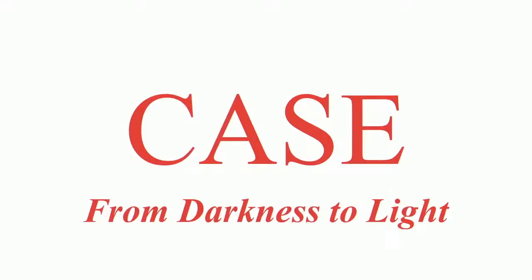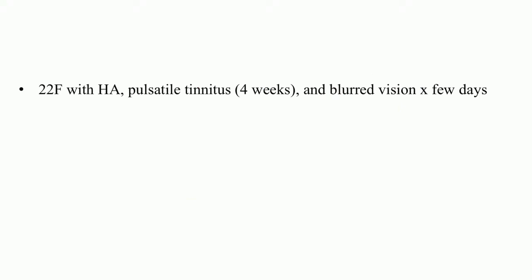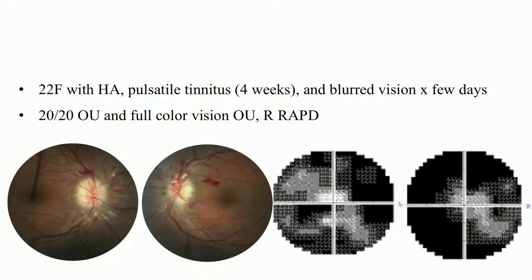So let's talk about our first case. This is a 22-year-old young lady who came to me with headaches and pulsatile tinnitus over the past 4 weeks, and she presented with progressive vision loss over a few days. Her vision was 20/20, she had full color, but she did have a right RAPD. Her visual fields showed severe constriction, and she had severe bilateral optic nerve head swelling.